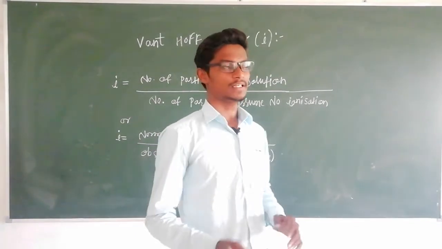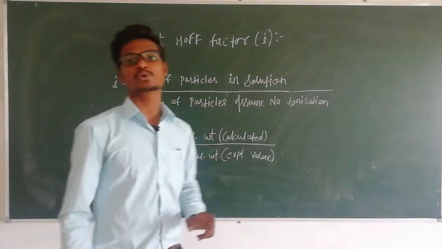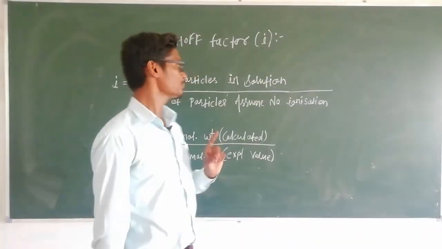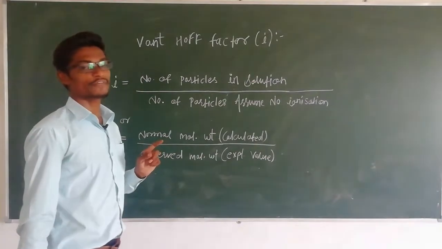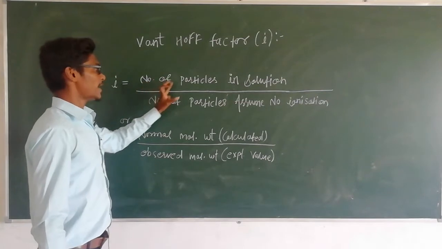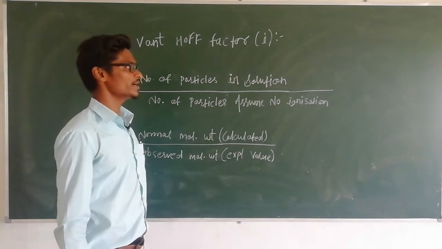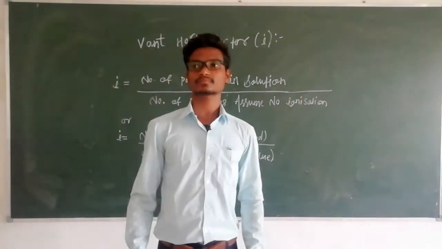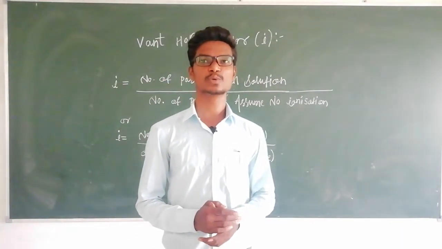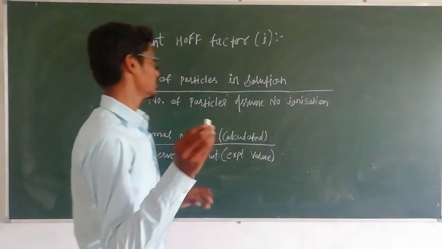According to Van 't Hoff, the factor is denoted by the symbol small i. It is given as a ratio: the number of particles in the solution divided by the number of particles assumed to be ionized. So let us consider a system in which we add some solute particles.